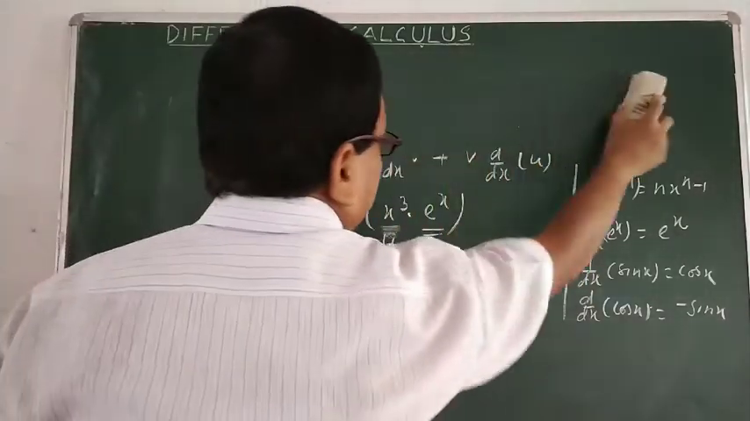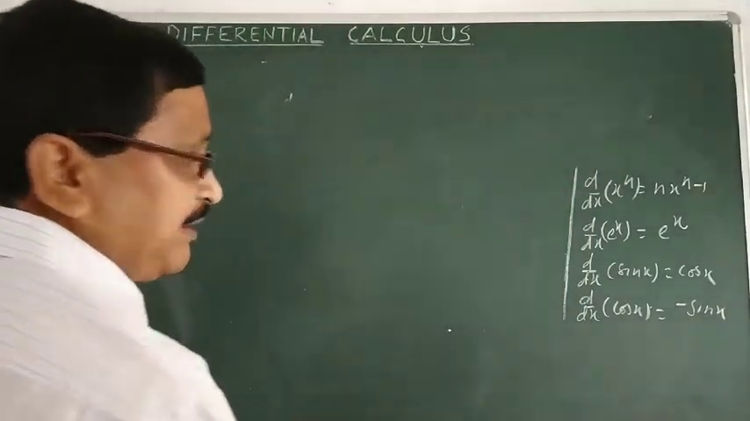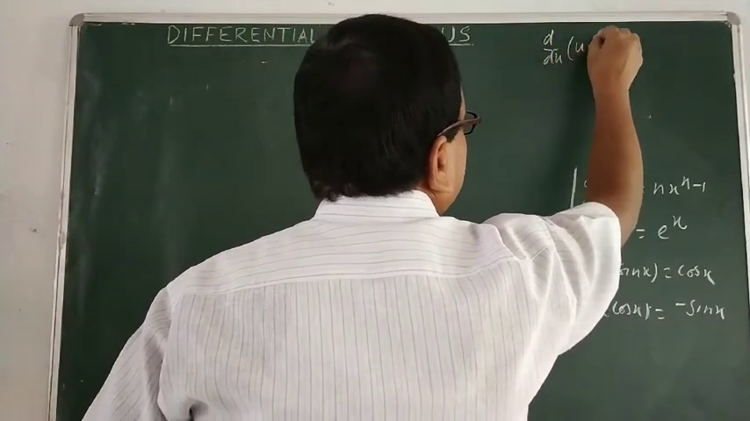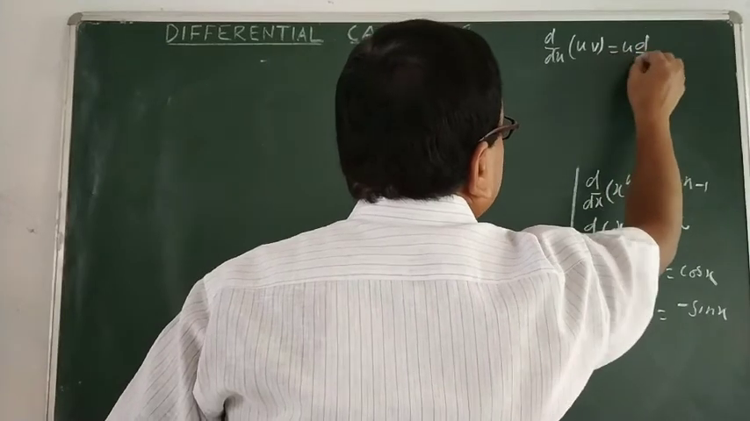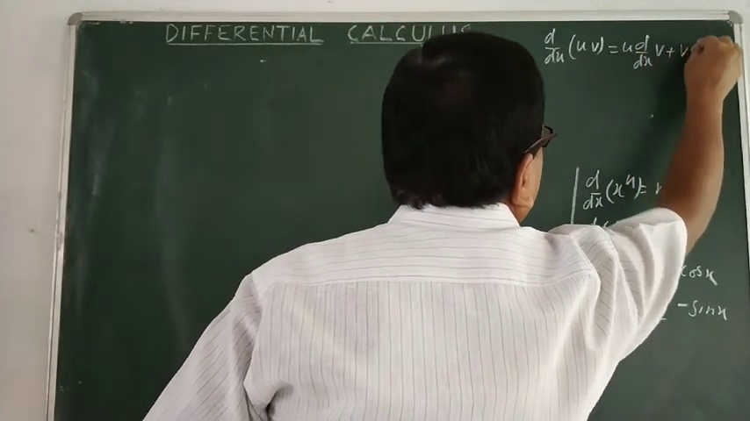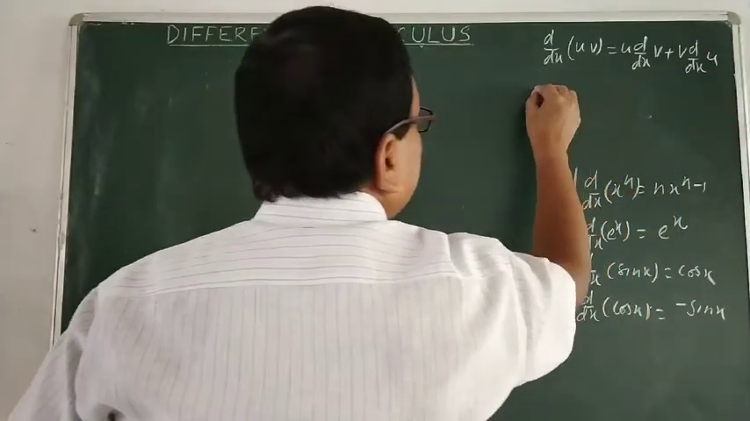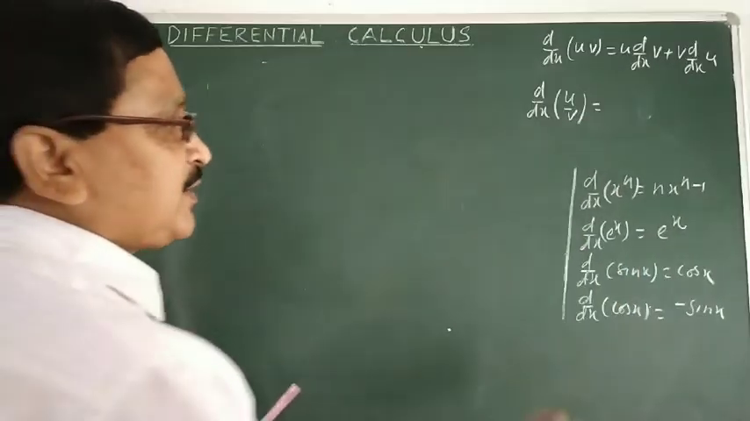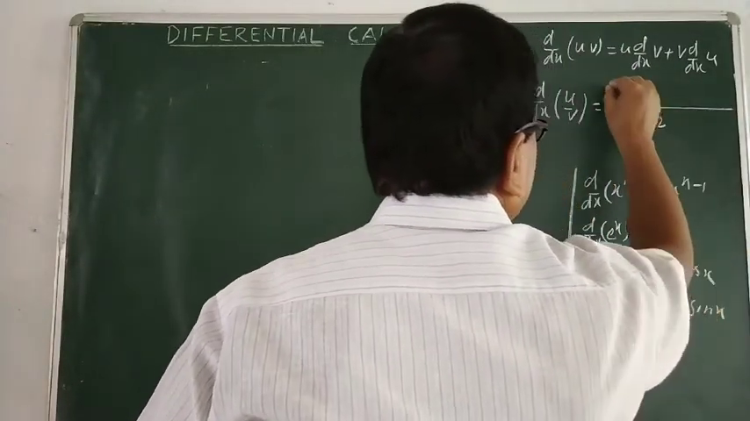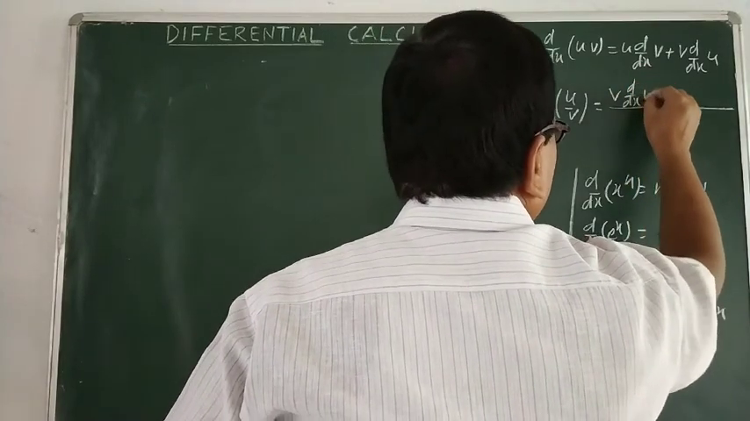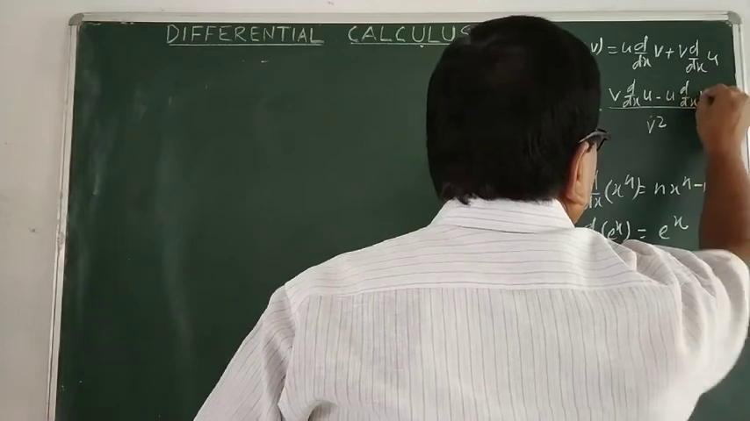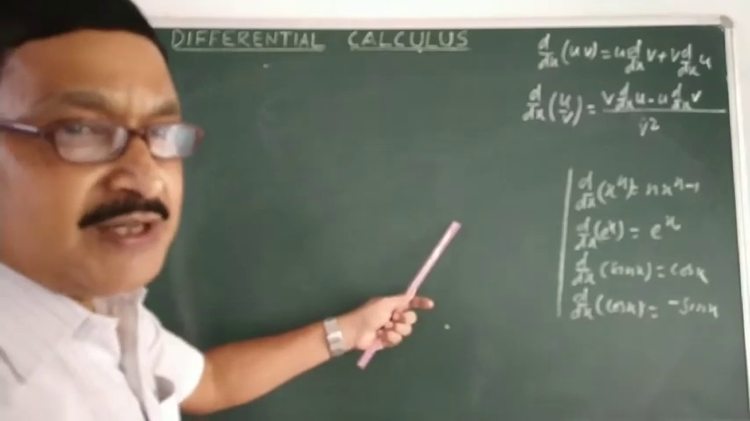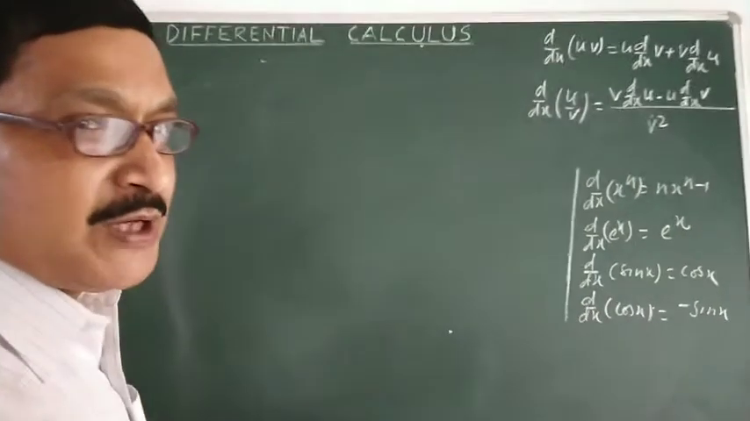Now there is a quotient form, division form. d by dx of u into v, known to you, is u d by dx of v plus v d by dx of u. Now one more, d by dx of u by v. Again, u and v are functions of x, so this is over v square. We start from v, d by dx of u minus u d by dx of v. After knowing this, you can do the proof. I am not interested in giving the proof unnecessarily. As soon as you grow older, you will know all the proofs.